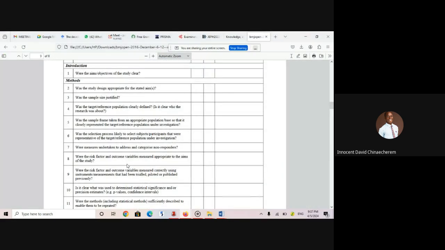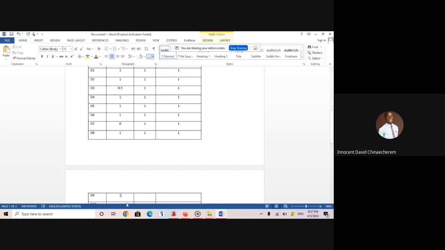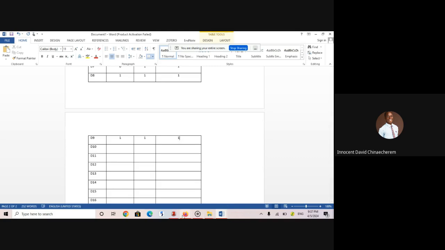Now we look at the next domain, and they ask whether the risk factor or outcome variables were measured correctly using instruments that were piloted and trained. When we looked at it, we saw that we have our reliability and validity. So it's all there. We have our questionnaires and all that, so they were all appropriately measured. There might not be a need to return back. So we go to our 10th domain.